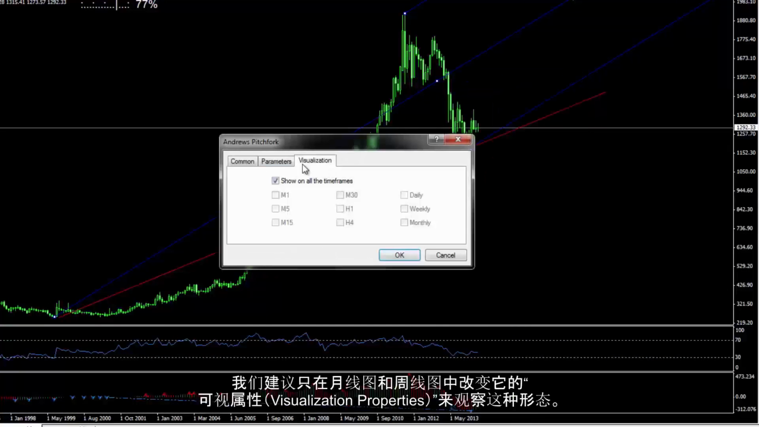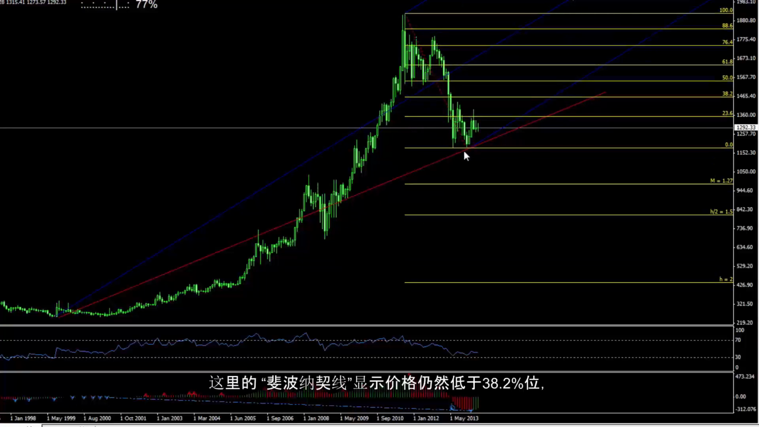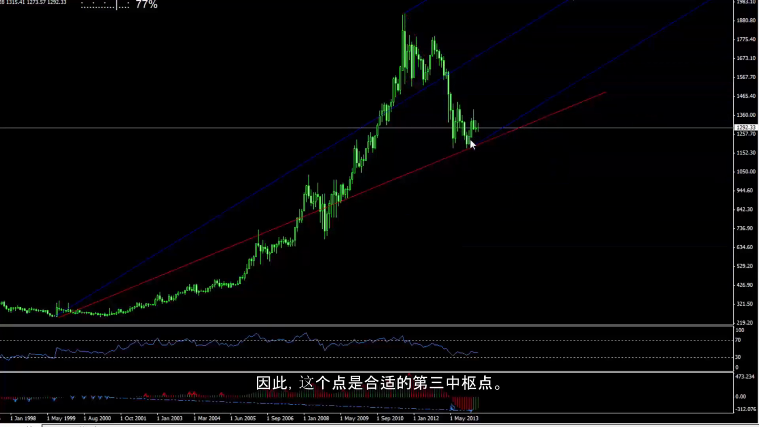It is recommended to change its visualization properties to see this pattern only on monthly and weekly time frames. There is not any more Andrew's pitchfork patterns yet. A Fibonacci pattern shows the price is still under the level 38.2%. Thus, this point would be the desired third pivot point.